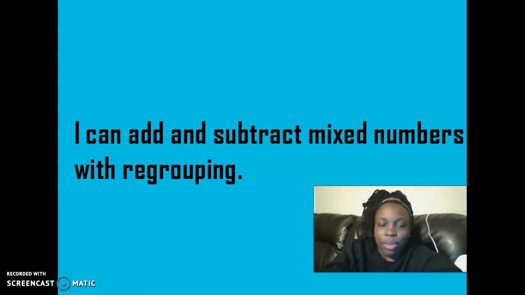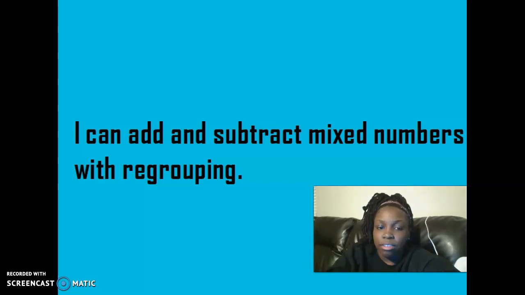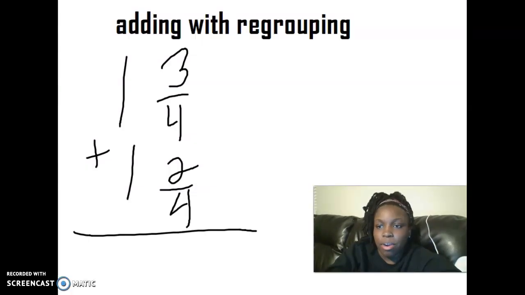Hey everyone, so today we're going to add and subtract mixed numbers with regrouping. Yesterday we did just add and subtract the mixed numbers. Now we're going to deal with the regrouping part. All right, so we're just going to use some calculations to make sure we know how to regroup without word problems first.